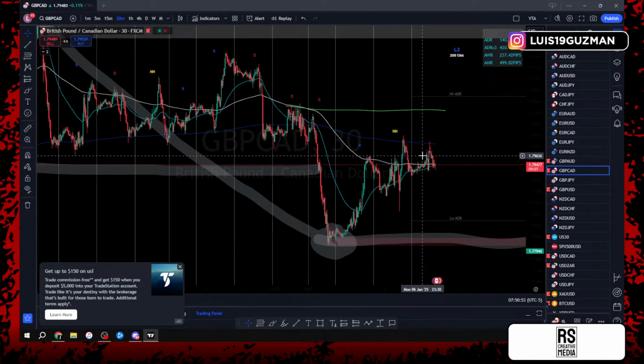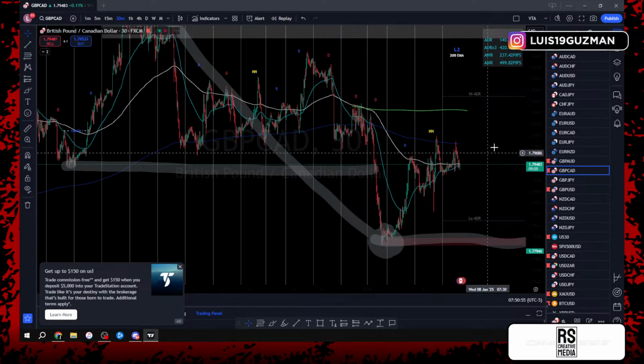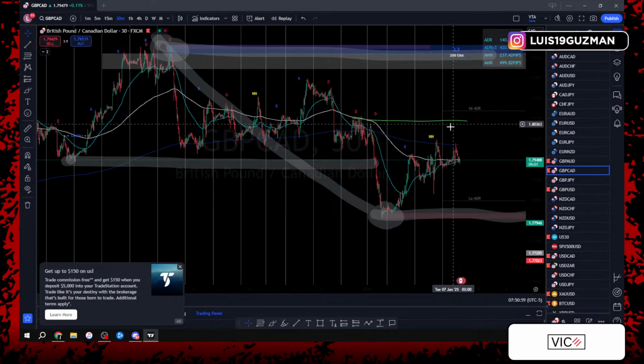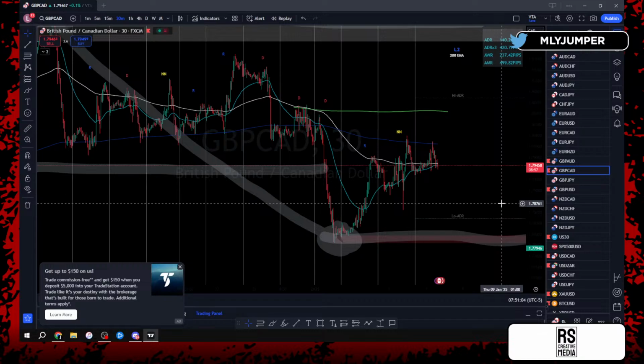GCAD is just still moving sideways, right? We're still trading between the previous lower low and lower high, right? Once again, lower low, lower high, lower low. Could this be a lower high to go into a lower low? Absolutely. Very similar to EuroCAD.